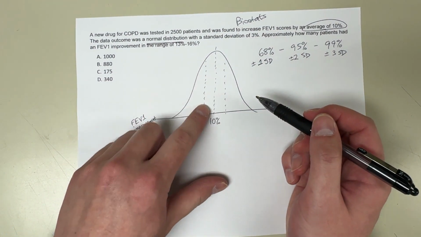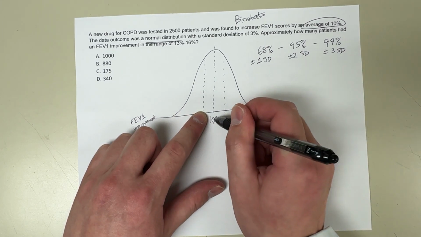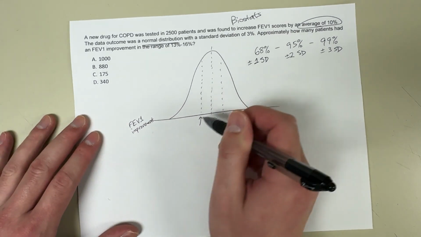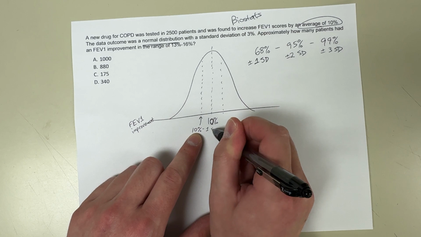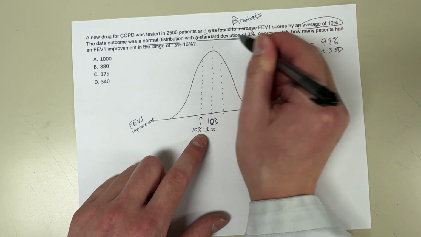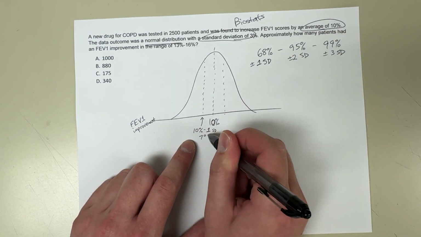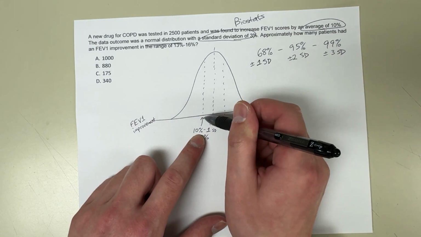So here I draw this line. This is minus 1 standard deviation from the average, which is 10% in terms of the FEV1 improvement. So this line here represents 10% minus 1 standard deviation from the average. And they tell us that the standard deviation is 3%. So 10% minus 1 times 3, that equals 7%. So 7% here represents minus 1 standard deviation from the mean.